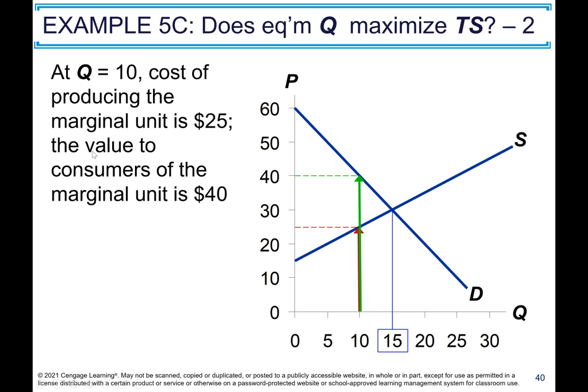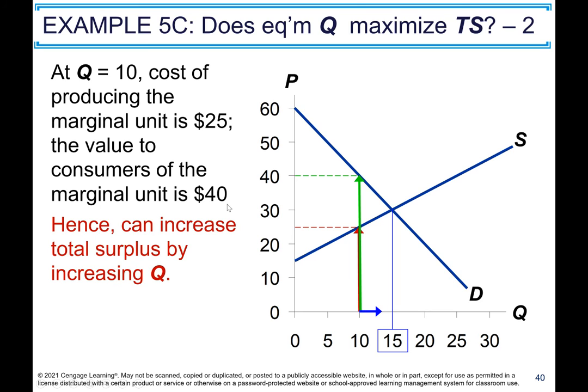At output equal to 10, the cost of producing the marginal unit is $25. The value to consumers of the marginal unit is $40. Hence, we can increase total surplus by increasing output. This is true at any output less than 15.